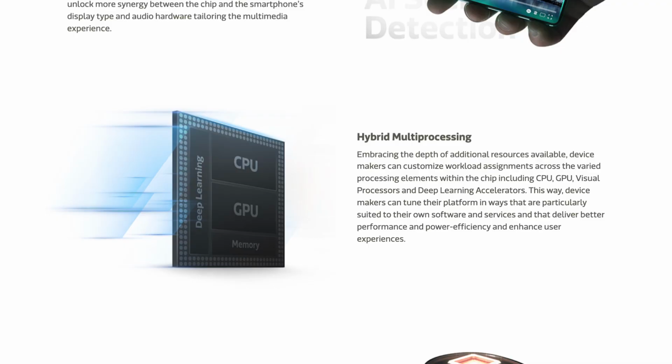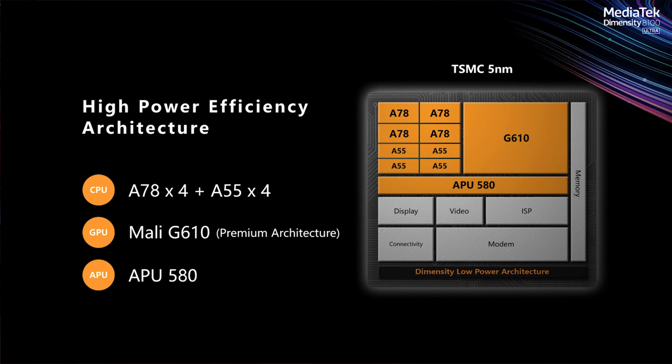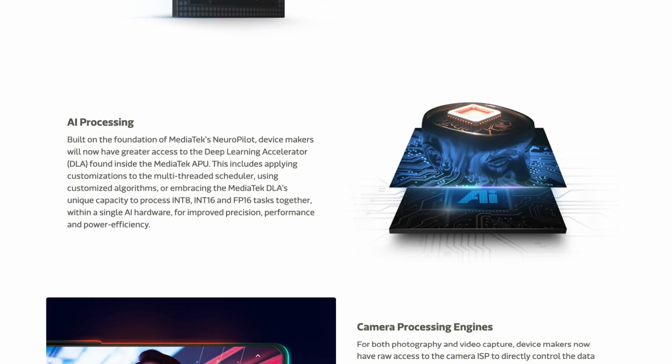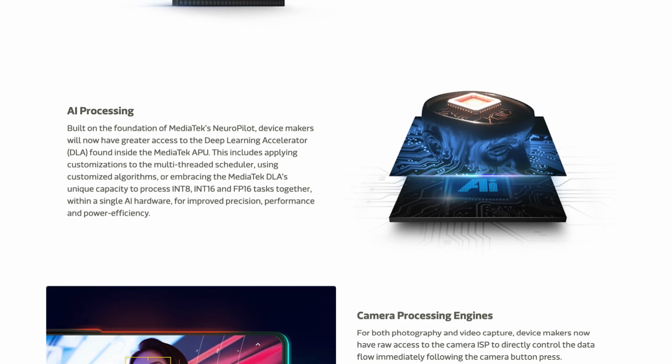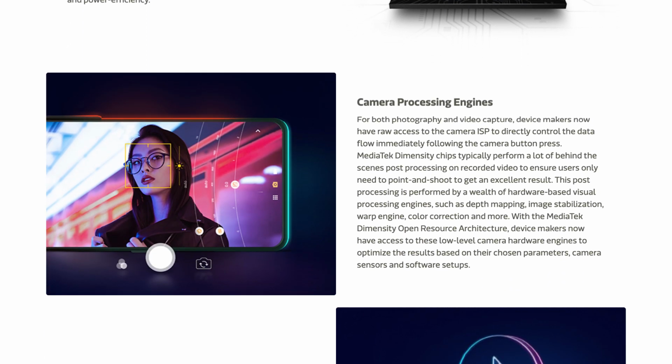And next up is the hybrid multiprocessing. Honestly, after reading the text on the website, I am still unclear what it actually is supposed to do. It seems to mean that since the chipset has a CPU, GPU, and also a deep learning processor, the smartphone manufacturers can assign specific tasks to a specific processor so that you can improve performance and efficiency. Number three is the AI processing, which is basically that the smartphone manufacturers can use MediaTek's deep learning accelerator, pretty straightforward here. And number four is the camera processing engines.